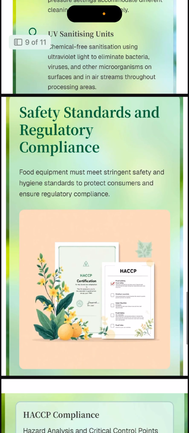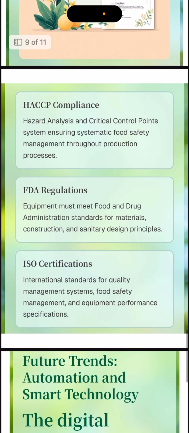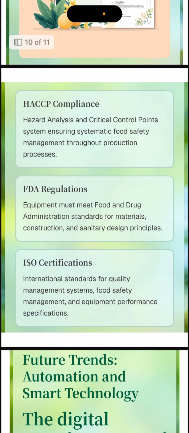Safety standards and regulatory compliances. In these safety standards, food equipment must meet stringent safety and hygiene standards to protect consumers and ensure regulatory compliances. Here comes HACCP, FDA regulations, and ISO certifications. In HACCP, this is the Hazard Analysis and Critical Control Point. This is a proactive science based system for managing food safety.